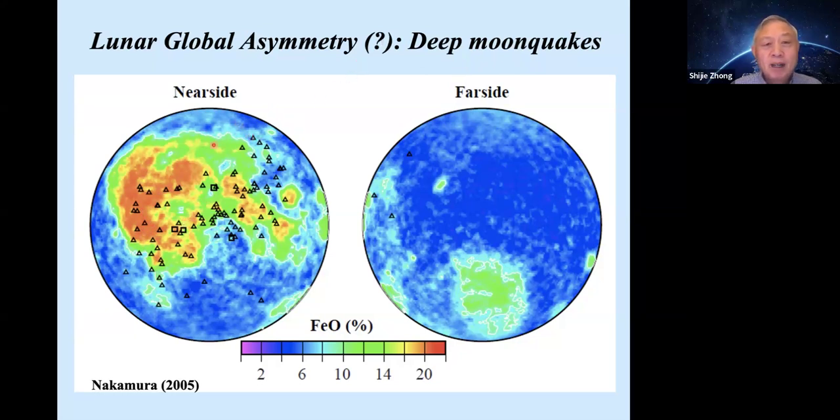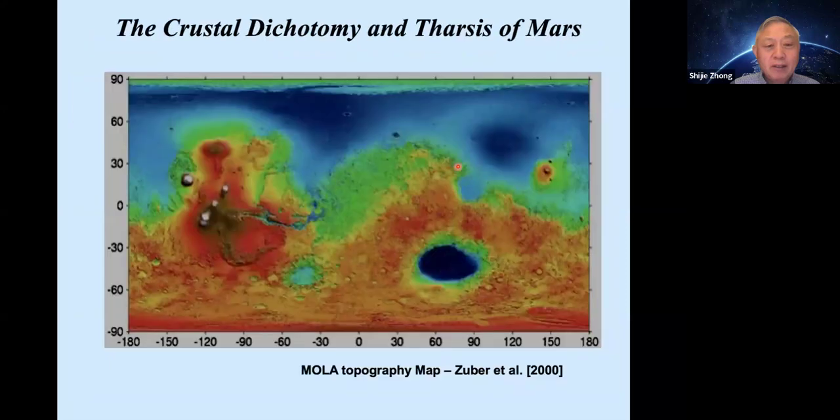That is because it is possible that the far side may also have a lot of moonquakes, but because the seismometers were placed on the near side, maybe we would not be able to detect the moonquakes on the far side. So it is still a question to be resolved, because we humans haven't put any seismometers on the far side yet, but it's going to happen in the next few years. Okay, right. So anyway, now let's go to Mars.